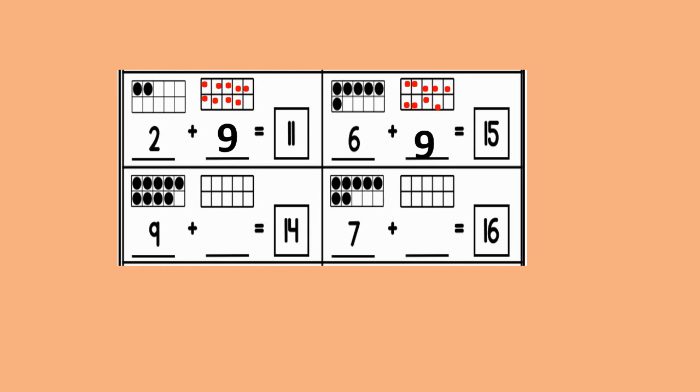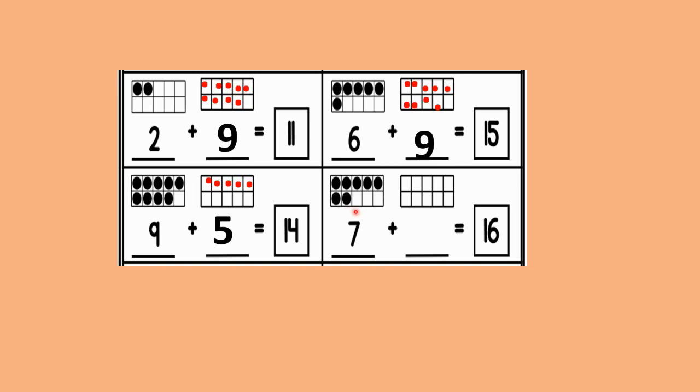Now student, here 9 dots is given and answer 9. So now we will draw the dot till we reach the answer 14. 10, 11, 12, 13, 14. Now we got the answer 14. Now we will count how many dots we drawn. 1, 2, 3, 4, 5. So we drawn 5 dots. So 9 plus 5 is equal to 14.